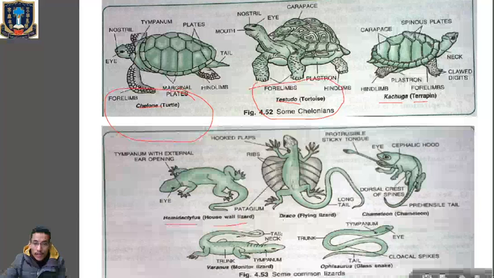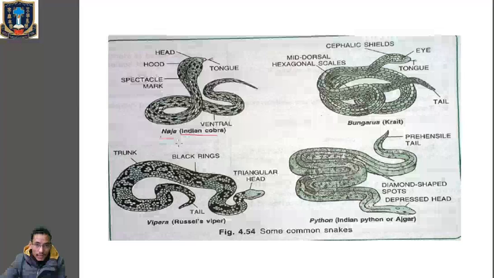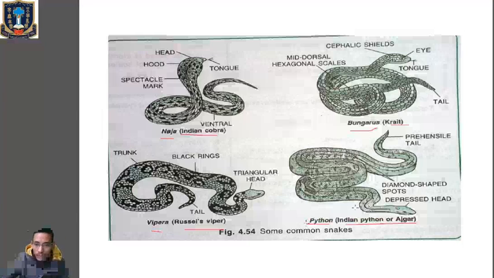Then we have the flying lizard, Draco. Then we have the chameleon. Then we have the glass snake, Ophisaurus. Then we have the monitor lizard, Varanus. Then you have a few examples of reptiles like the king cobra or the Indian cobra, scientific name Naja naja, N-A-J-A. Then we have the krait, Bungarus. Then we have Russell's viper, scientific name Vipera. We have the Indian python or Ajgar, scientific name Python. So these are a few examples of animals which fall under the class Reptilia.